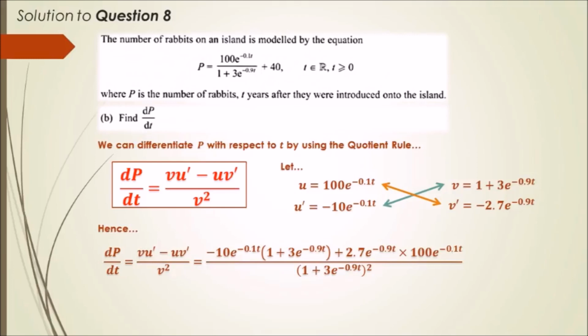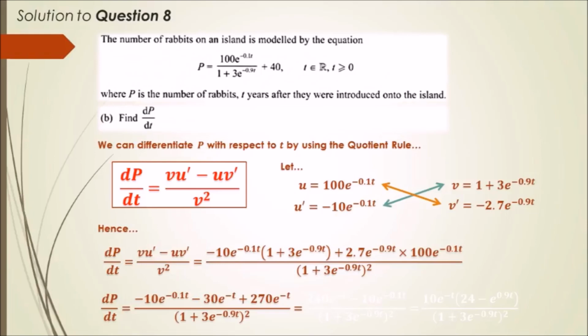So first things first, let's expand the brackets and multiply out the right hand side. So we should get minus 10e to the power minus 0.1t times 1 is the same, minus 30e to the power minus t. So remember, minus 0.1t plus minus 0.9t, you add the power, so minus 0.1 plus minus 0.9 is just minus 1, so just minus t. And likewise, plus 270e to the power negative 0.1t... for the same reason. Oh man, that's a lot, right? It's a lot of reading, guys, isn't it?